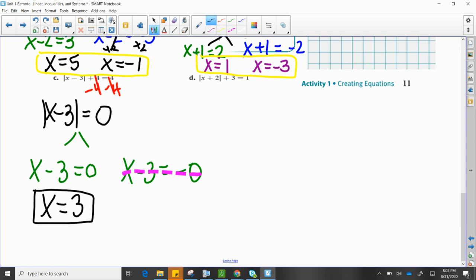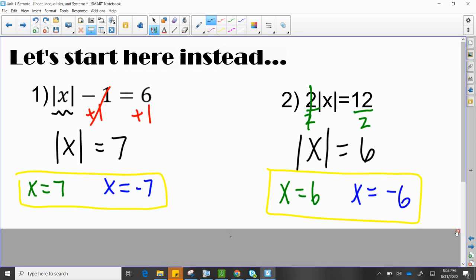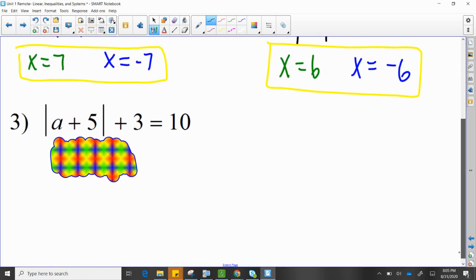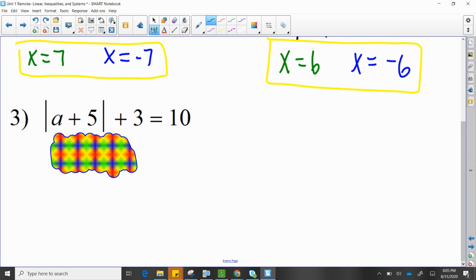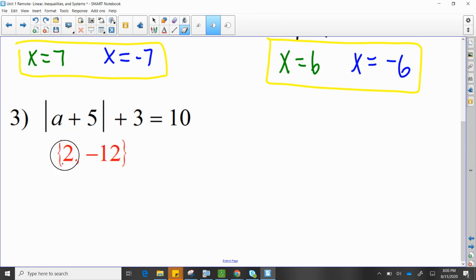Okay. All right, before we do D, because that one's kind of a trick question, I'm going to have you guys try one on your own. So this is not in your book, so just do it on the side somewhere. I want you to try this number 3 on your own. So we have the absolute value of a plus 5 plus 3 is equal to 10. So go ahead, we're going to pause the video here, and I want you guys to try this problem. Okay. If you got it correct, you should get these two answers. So you should get that x is 2 and x equals negative 12.